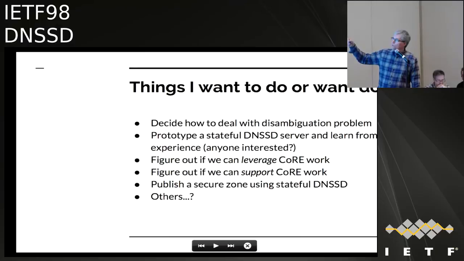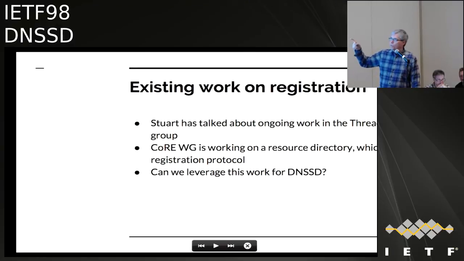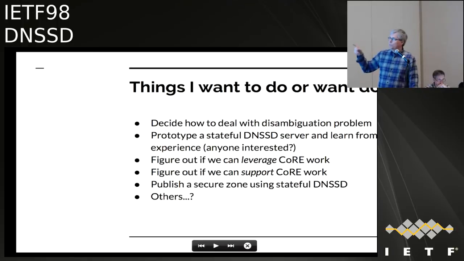So I want to figure out how to deal with the disambiguation problem. I think it's a slightly harder problem than the way Stuart described it. That doesn't mean that it's not solvable. But unfortunately, I think that really solving the disambiguation problem requires protocol changes, and that may be a deal breaker.